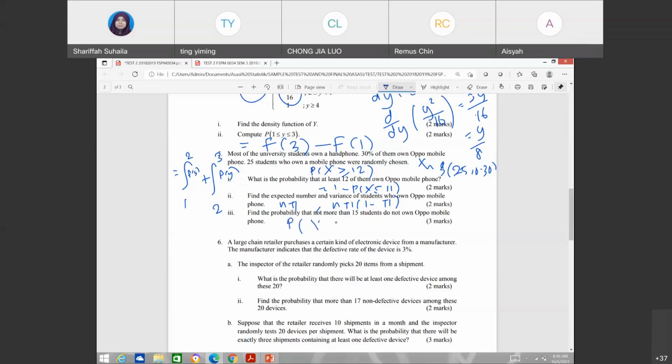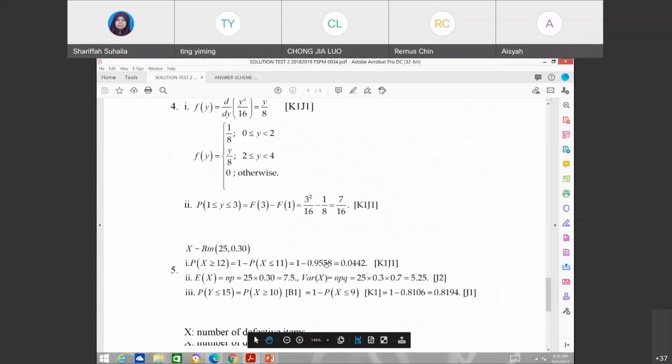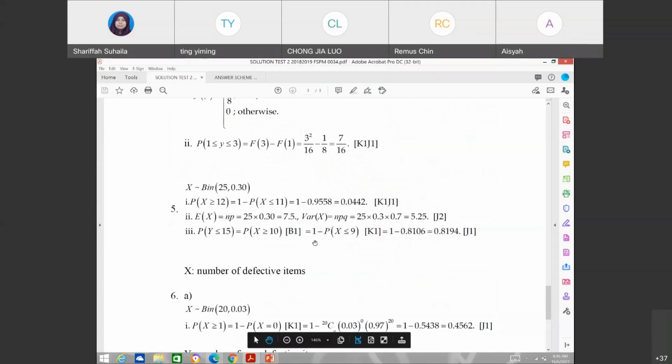So what you need to solve is probability X greater than or equals to 10. And then you find from your stats table. I refer to the mana solution dia. So get the answer is 0.8194. Okay, direct je. Okay, that is for binomial distribution.